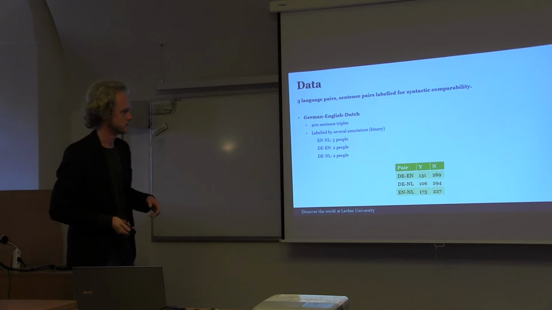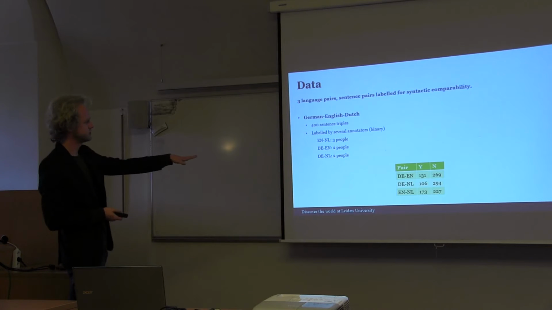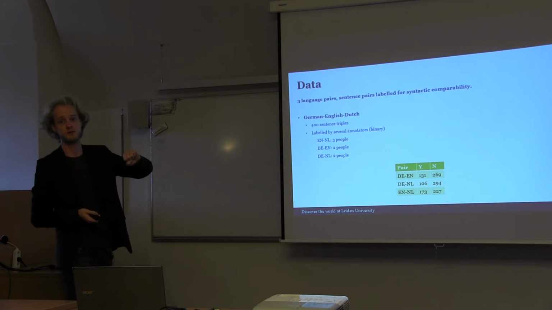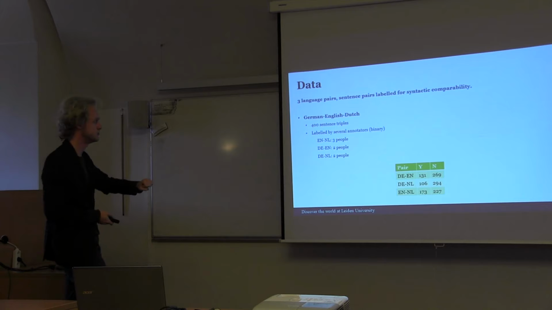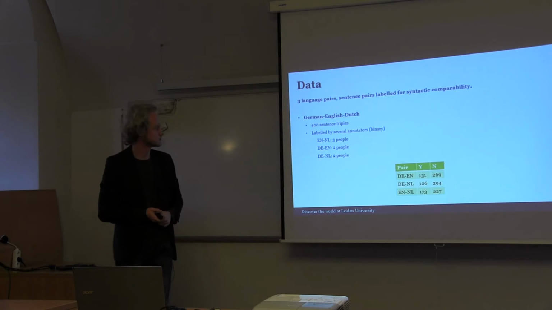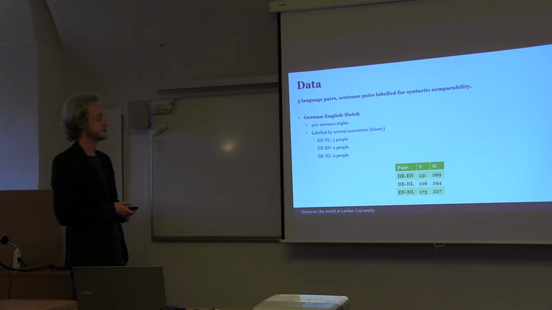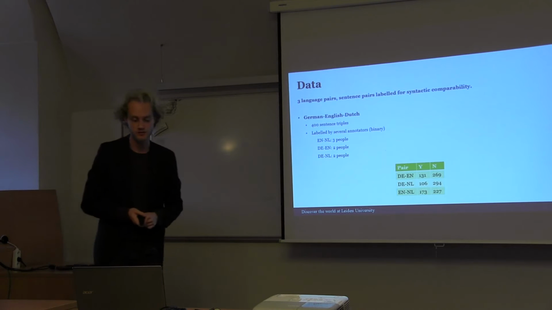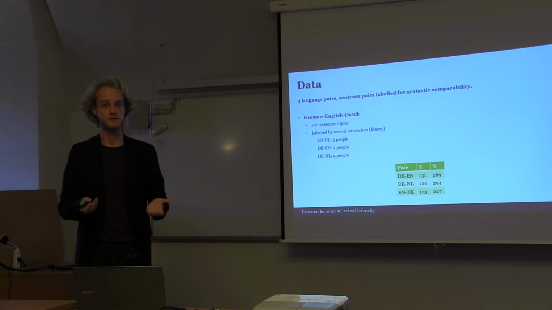And they were tagged by multiple people. And these are the distributions. So in German-English, we had 131 sentence pairs that we considered syntactically comparable, but 269 to be incomparable. German-Dutch, 106 versus 294, and English-Dutch, 173 versus 227. So you immediately see it's very unbalanced, which can pose a problem.